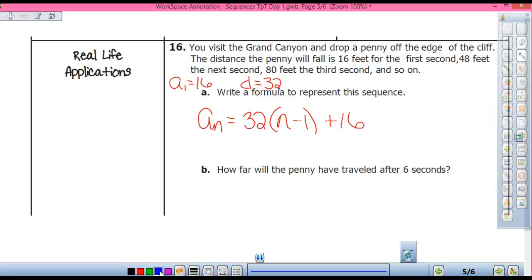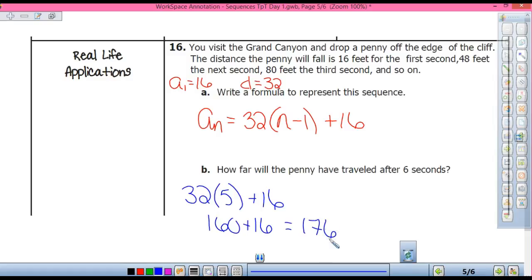16. So now they want to know how far down it's going to be after 6 seconds. Okay, so now we've got 32 times, what's N minus 1? 5. Yeah, you're going 6 minus 1. And then plus 16. So what is my 32 times 5? 160 plus 16 gives me 176. What? Feet. Yep, just feet. So they're saying that after 6 seconds, my penny will have fallen 176 feet. That's why you die if you jump off the cliff.